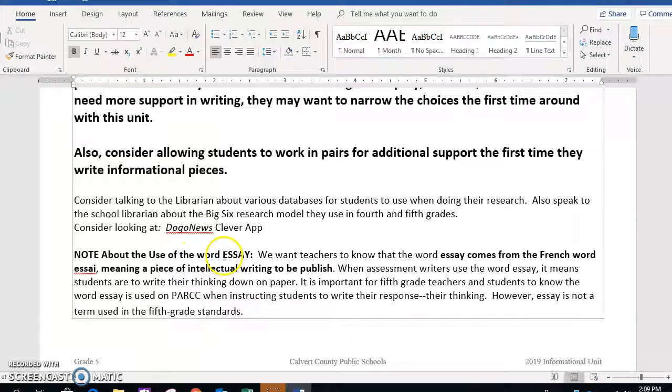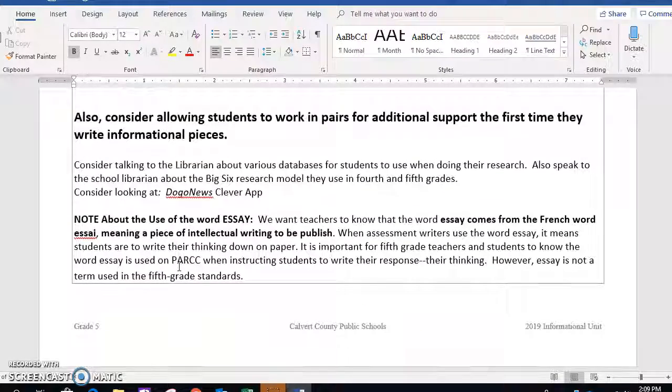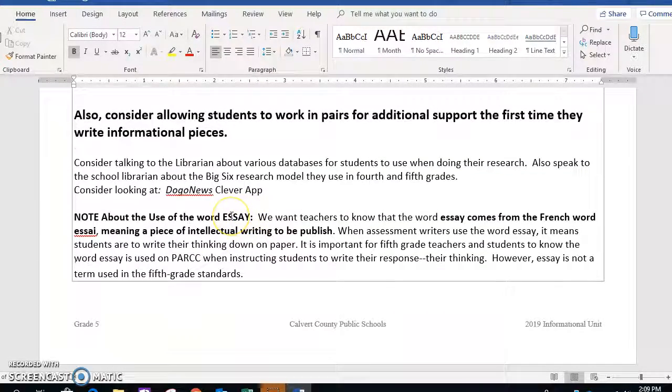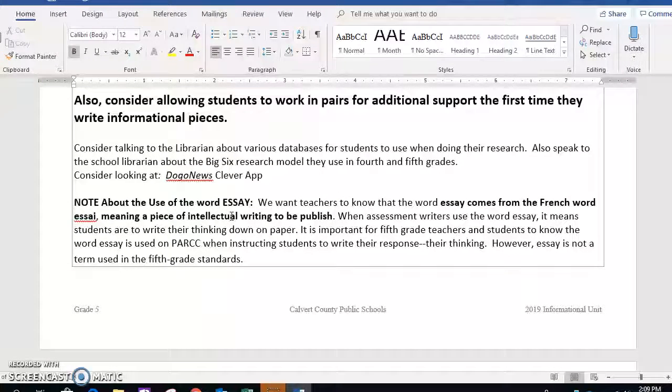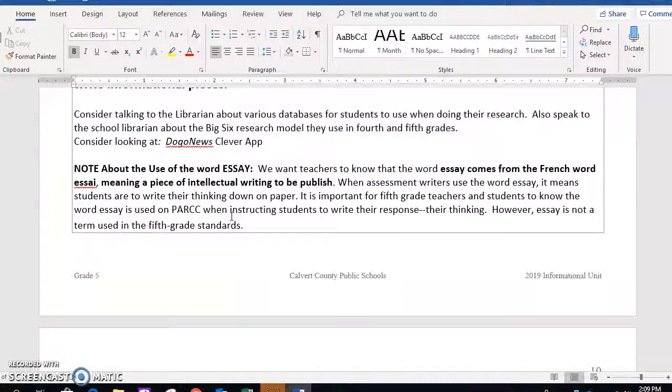Also, you might want to take a look at this word essay. Many teachers have been concerned about the use of the word essay on PARCC, and we don't use it in any of our materials. Essay just means to write a piece of intellectual writing. So basically, it's writing your thoughts on paper. So just explain that to students. A lot of these terms are semantics. Different words are used in different content areas and different subjects. They mean the same thing, so we want to teach kids that those are really synonyms.